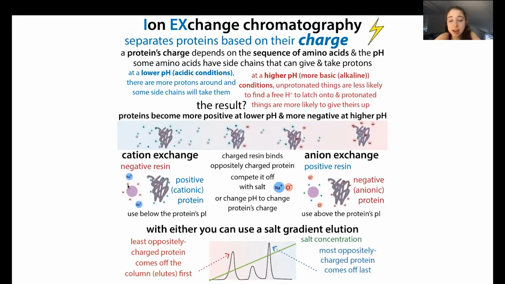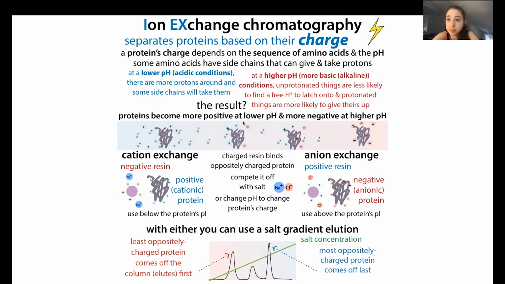You choose whether you want cation exchange, in which case you have negatively charged resin that binds to positively charged proteins, or anion exchange, where you have positively charged resin that's going to bind to negative proteins. You want to use the cation exchange below the protein's PI and the anion exchange above the protein's PI, because you want to make sure that your protein is going to be positively charged for the cation exchange, and negatively charged for the anion exchange.